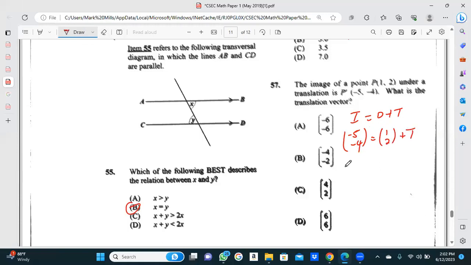I'm looking for T. So I'll transpose: -5, -4 minus 1, 2 is equal to T. So -5 minus 1 will give me -6. Then -4 minus 2 is again -6. Right. So the answer is what? -6, -6. The answer is A.